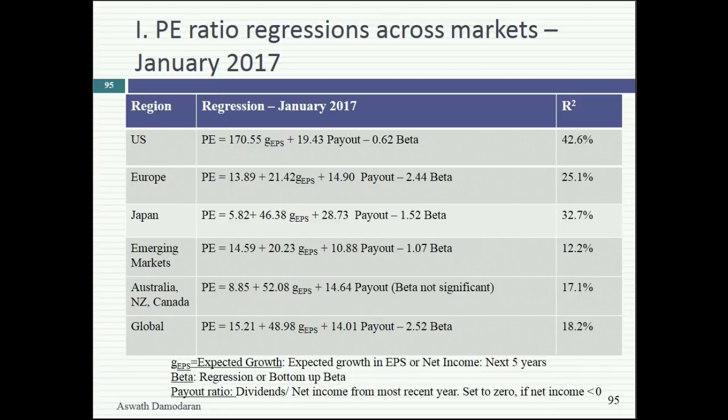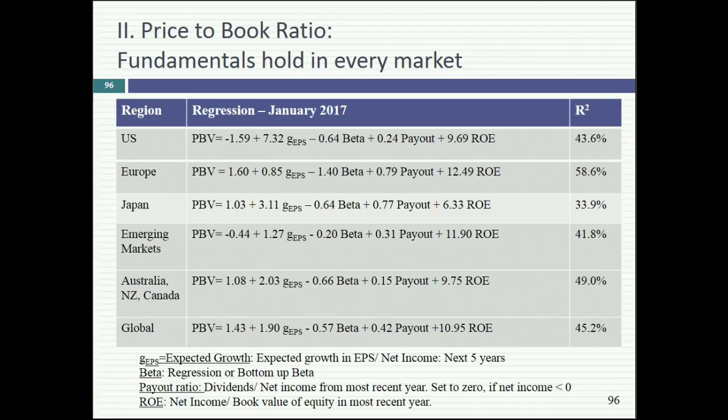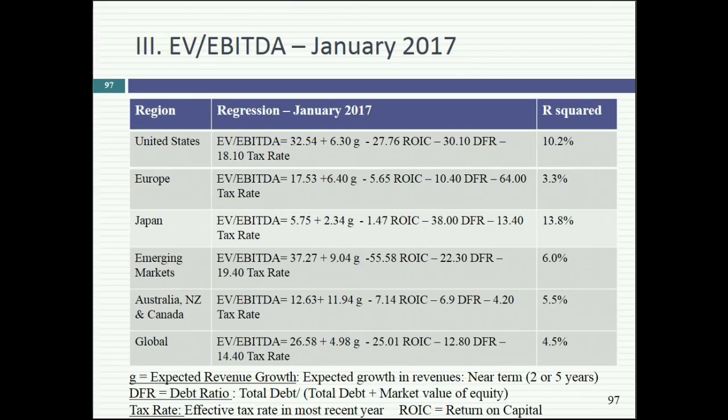And I do this not just for PE ratios. I do this for price to book. Notice growth, beta, payout, and return on equity. Why? Because return on equity is a companion variable. You do the same for EV to EBITDA, basically. Again, with each one, I use what I learned from the DCF to decide what to control for, with subtle differences.